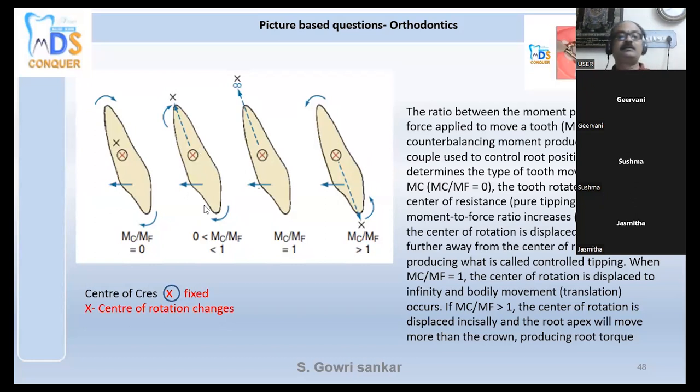Now you understand? So if we go on increasing the counter moment, MC, you can see from uncontrolled tipping to controlled tipping to bodily movement and to torque. And what is that portion that is constant? It is the center of resistance. Center of resistance is always constant. It won't change, so the center of resistance is constant for a particular type of movement. So we're going to discuss in the maxilla what we see now.